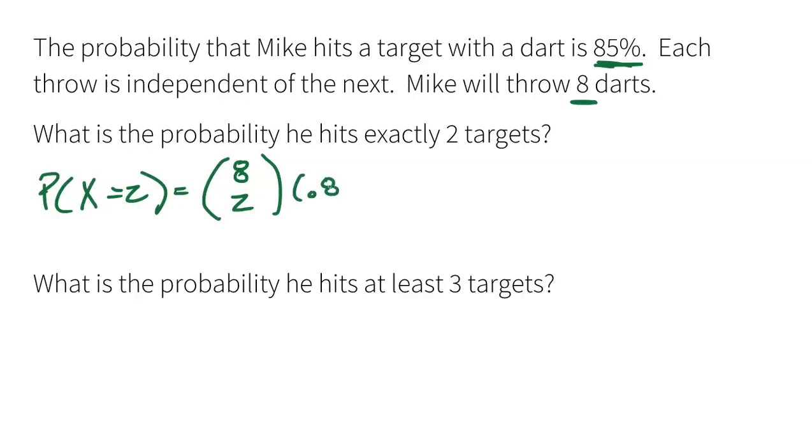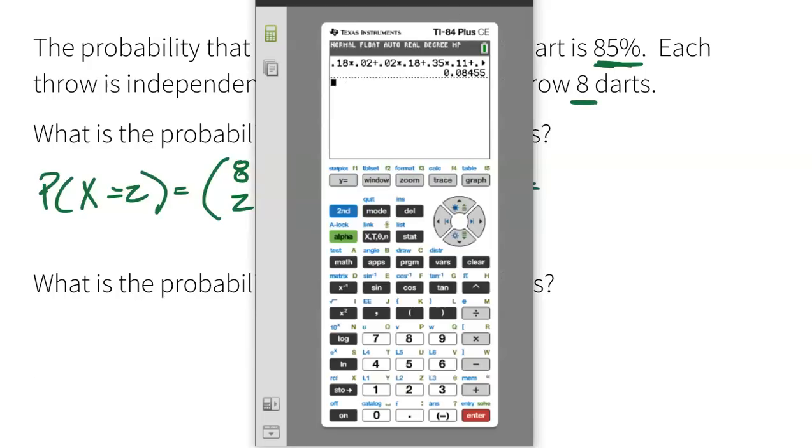Then we have 0.85 to the second, because he does need 2 makes, and a make has a probability of 85%. Now, he also needs 6 failures, because if he makes 2 darts, the other 6 have to be misses. And that probability is easy to figure out in your head as well, because there's an 85% chance of success, 15% chance of failure. Now, a couple different ways to get this answer.